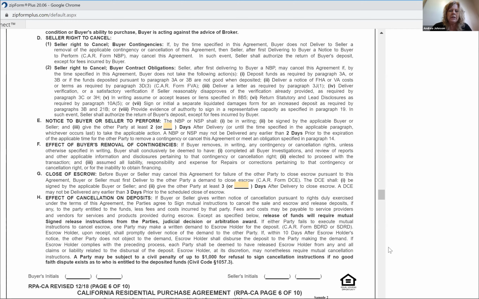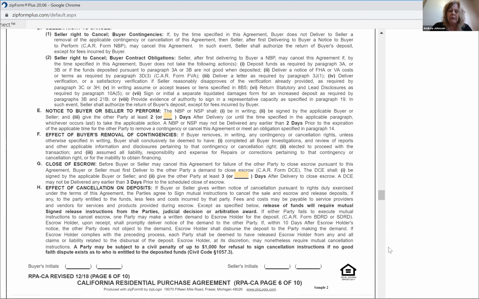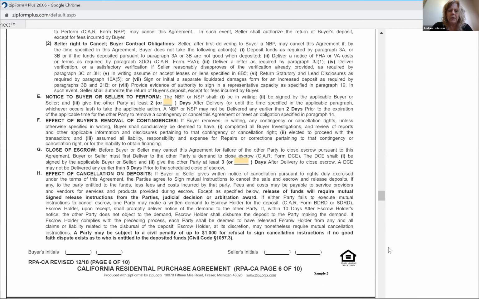And people do tend to get upset when they receive a notice to perform. It's not a personal insult. It's taking care of business and protecting the interests of your client as a listing agent. That's the seller. So anyway, that's how that works.